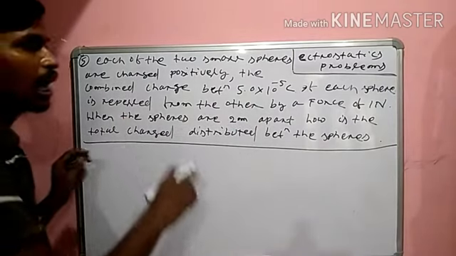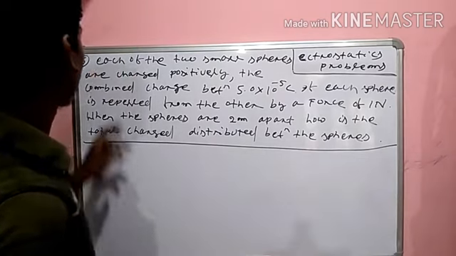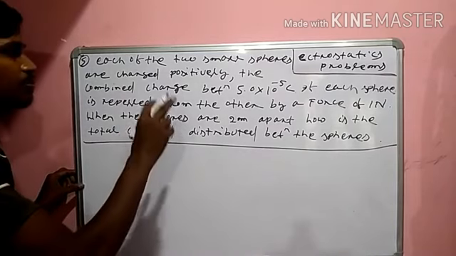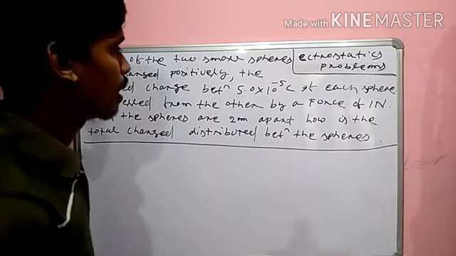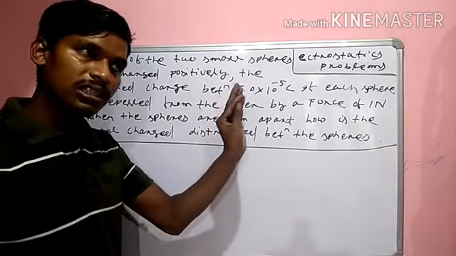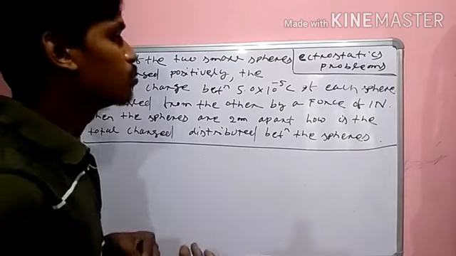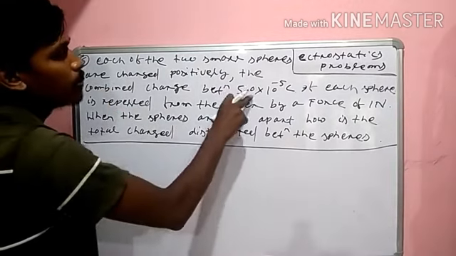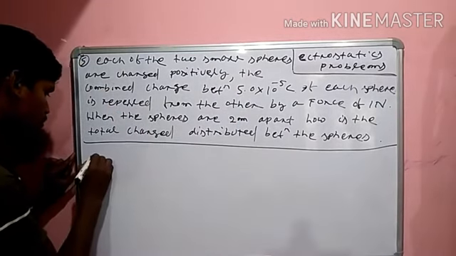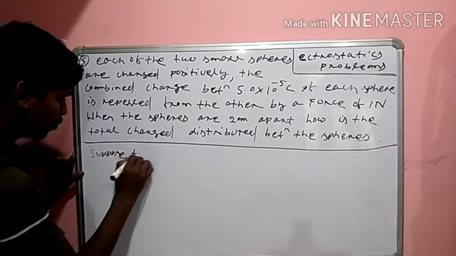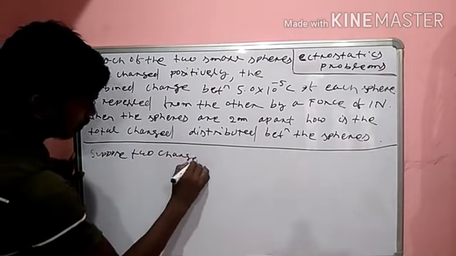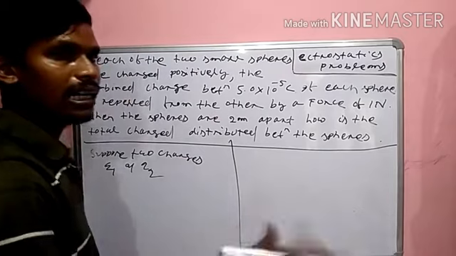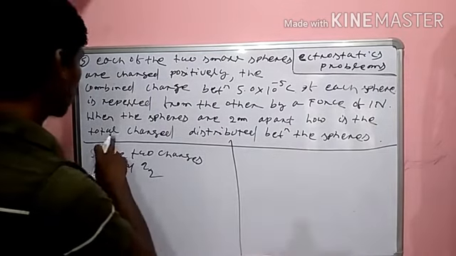Here I will read the question again. Each of the two small spheres is charged positively. The combined charge is 5 into 10 to the minus 5 coulomb. Equal charges are not given, but I can choose two unequal charges. Suppose the two charges are Q1 and Q2. Finally, how is the total charge distributed?